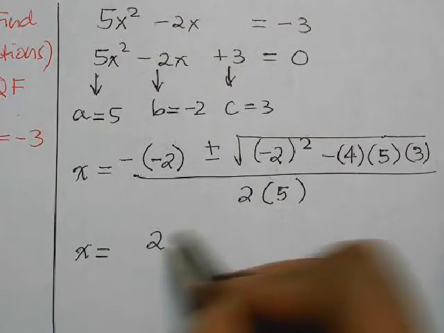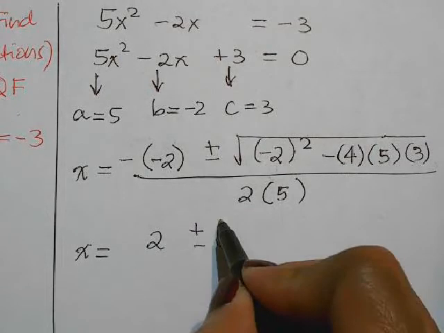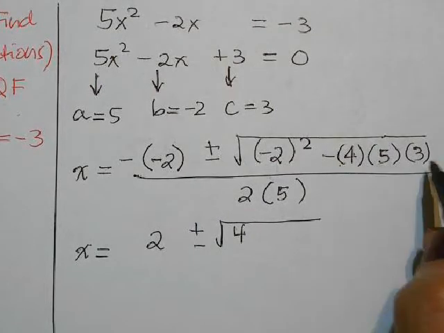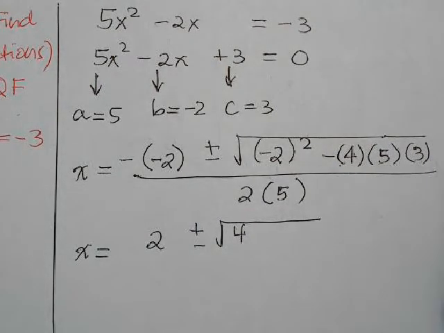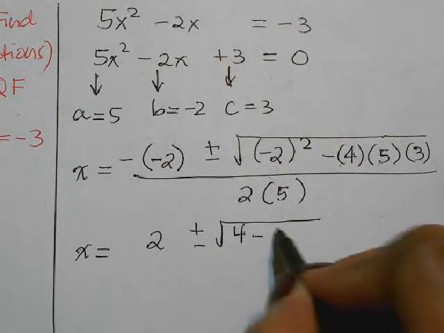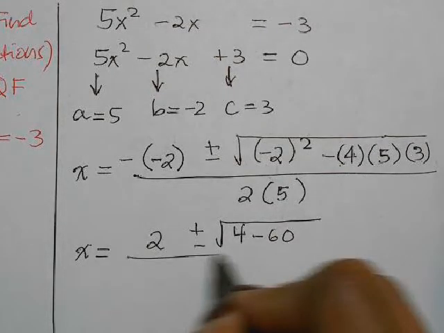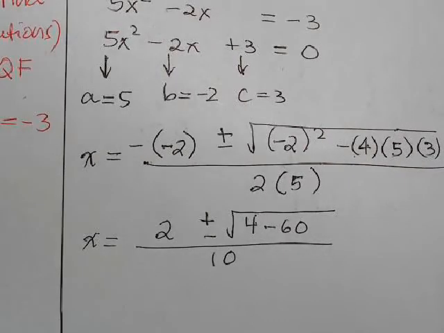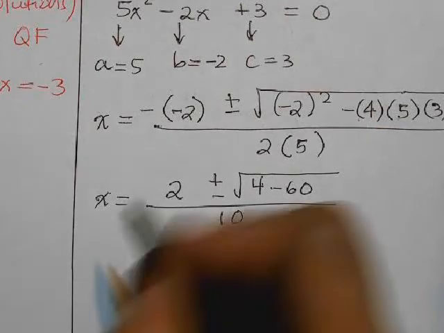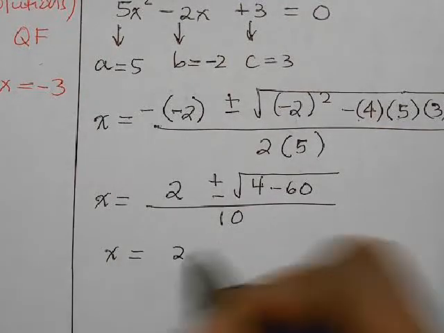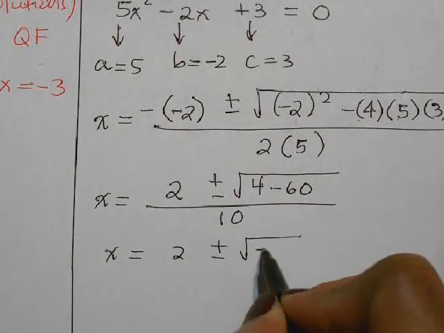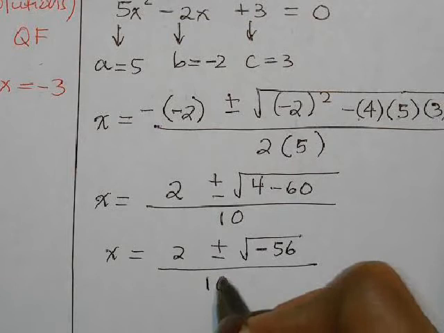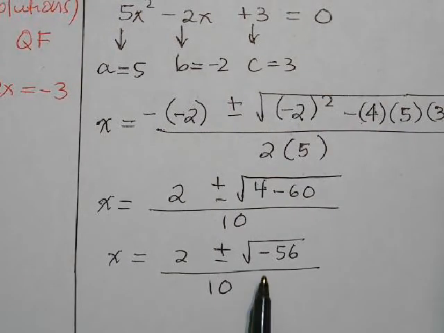So negative negative 2 is 2, no need for the parentheses. So that's going to be positive 4 multiplied by negative 4, 5, and 3. So you're going to get negative 60 all over 10. Now let's simplify further. So x will be equal to 2 plus and minus the square root of negative 56 over 10. Now if you notice here, your radical is negative.